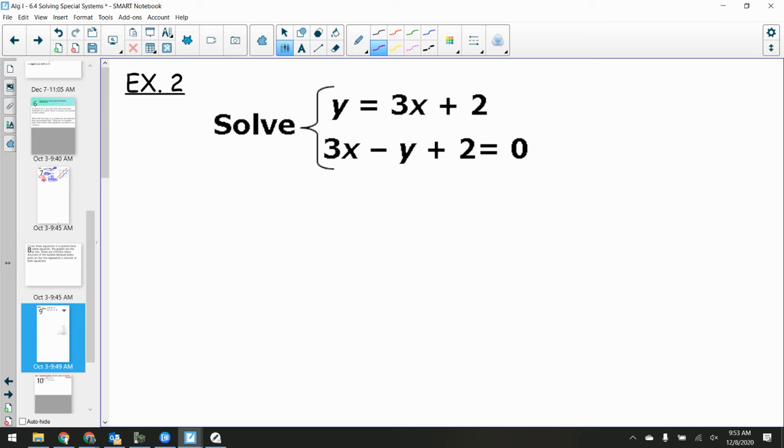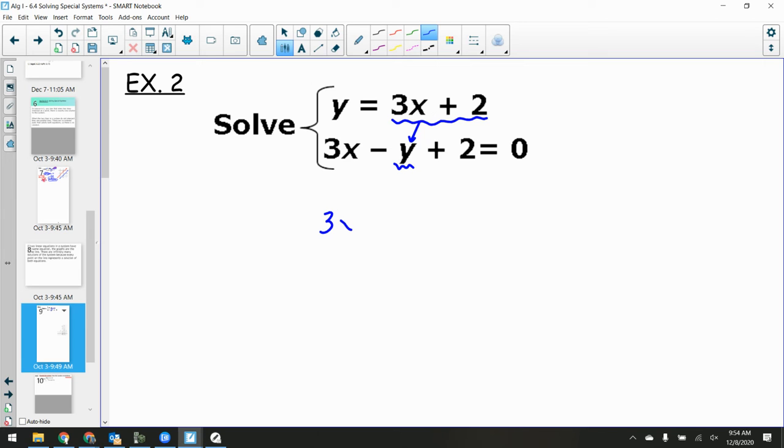Now guys, again, it doesn't tell you how to solve, but I would hope we would try to do substitution. Because this is set up for substitution. So I'm going to show you substitution in graphing. So what I'm going to do is plug 3x plus 2 right in for y, because it's already solved for y. Y is completely alone already. So I remove y out of the second equation.